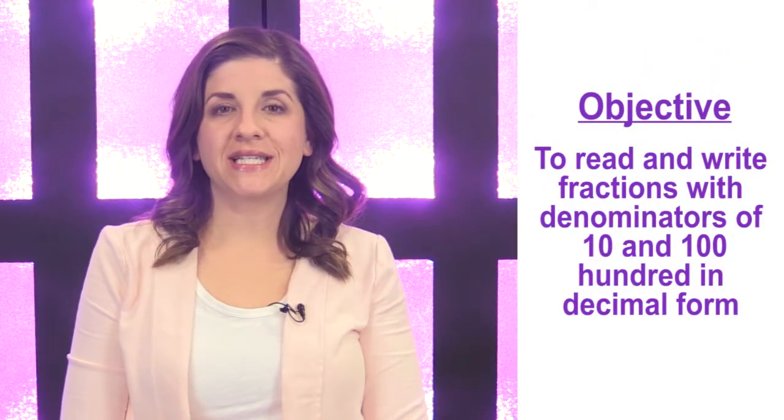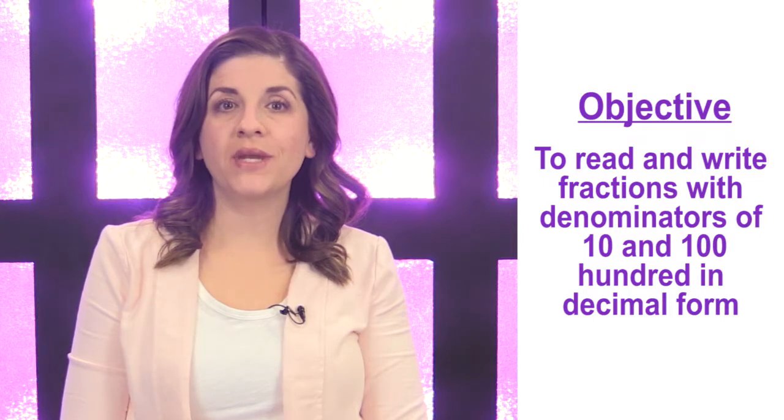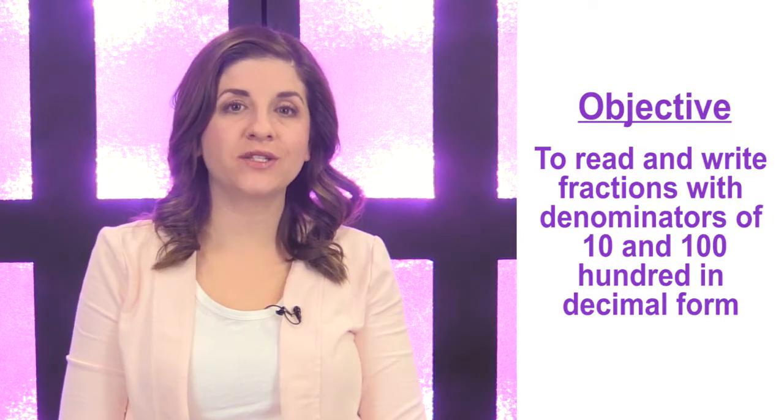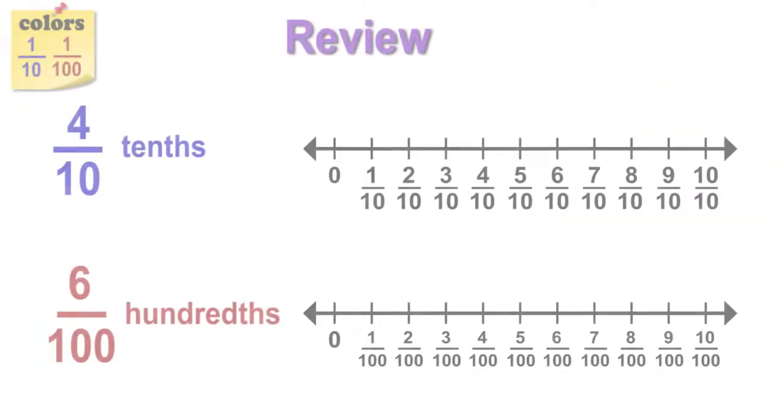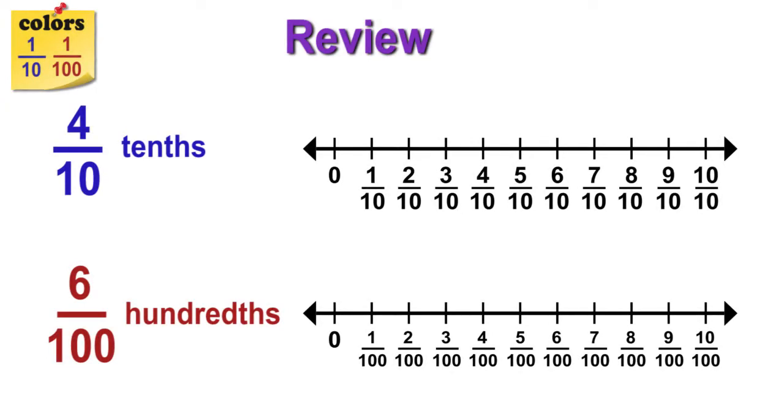The objective of this lesson is to read and write fractions with denominators of 10 and 100 in decimal form. In previous lessons, students worked on reading and writing fractions with denominators of tenths and hundredths. Students placed the fractions on a place value chart in their correct decimal place value. Today, students will focus on reading decimals using correct terminology and writing decimals with correct placement.